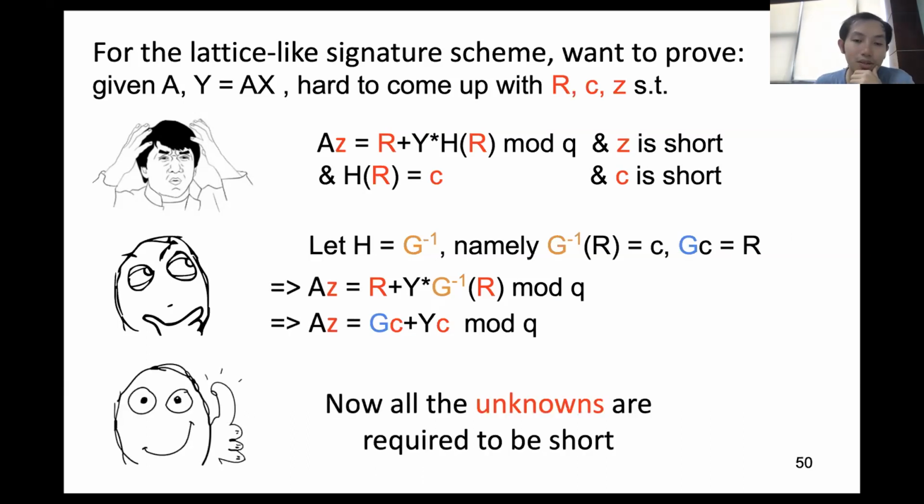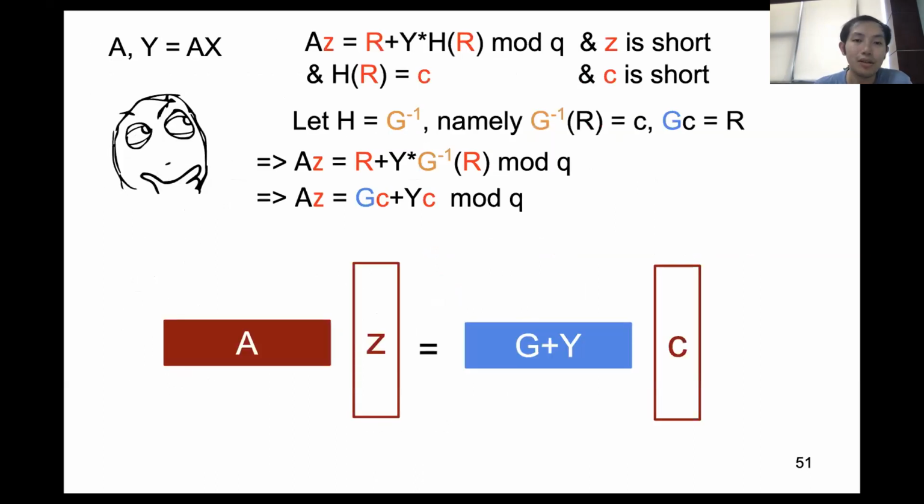And this time all the unknowns are becoming short because of the rearrangement of the variables. And because G and G inverse are bijective, you can write the exact inverse in the exact form. And then you can further rearrange to put the C together. Now the question becomes: given A and G plus Y, find Z and C, which are short, and AZ equals G plus Y times C.